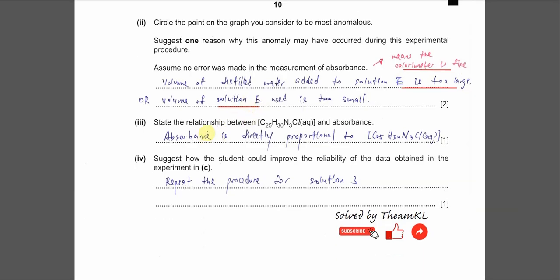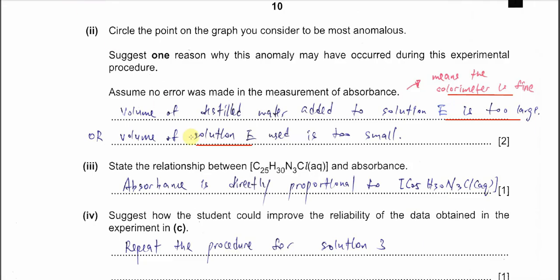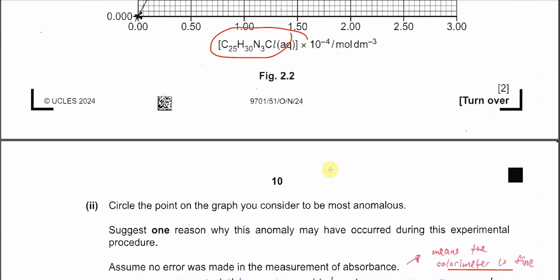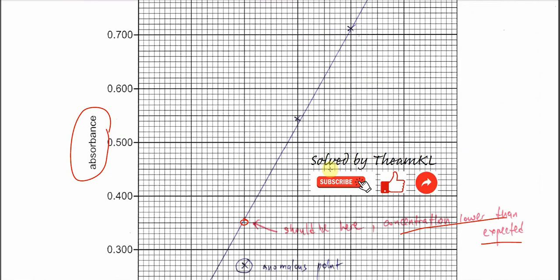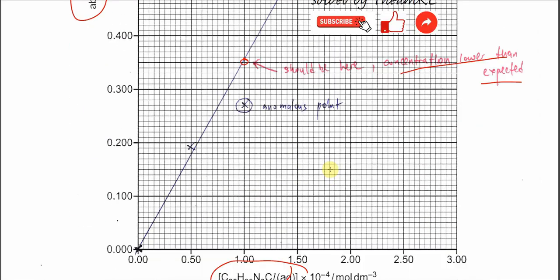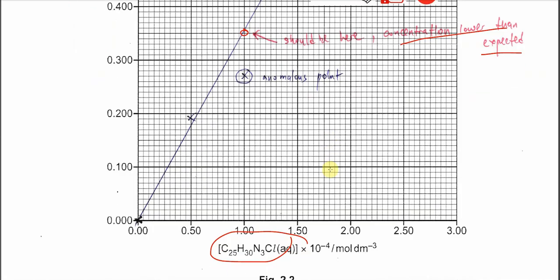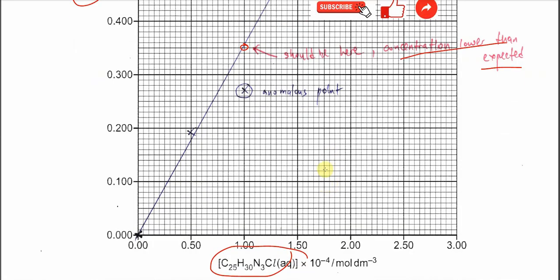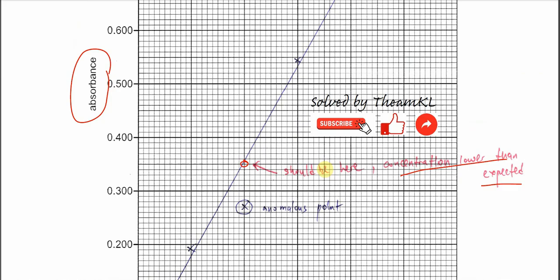Part 3. State the relationship between the concentration and absorbance. From this graph it is quite clear, because it's a best fit line and it's from the origin. We can say that the concentration of the dye solution is directly proportional to the absorbance.